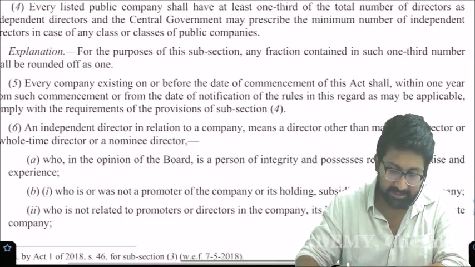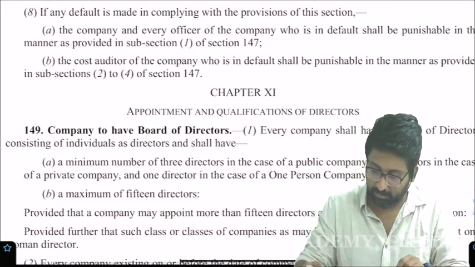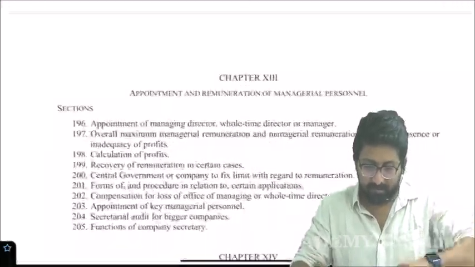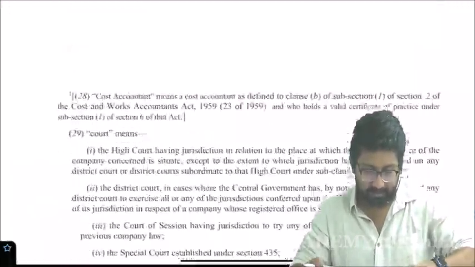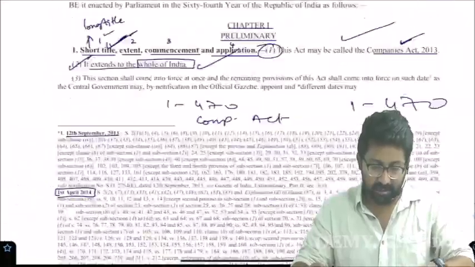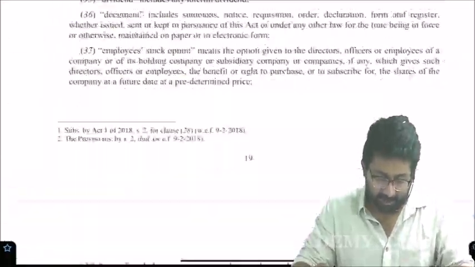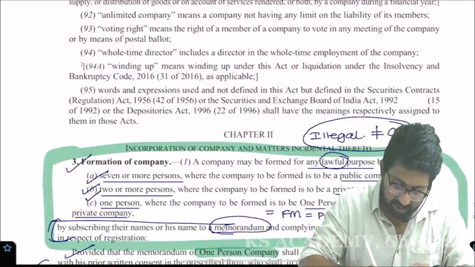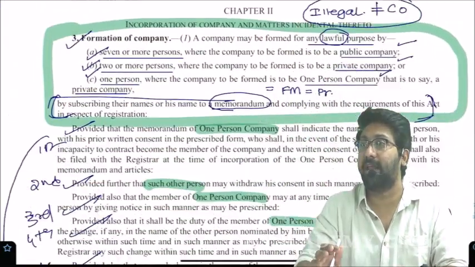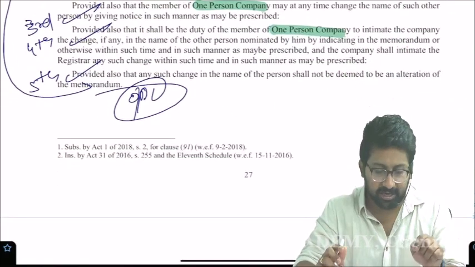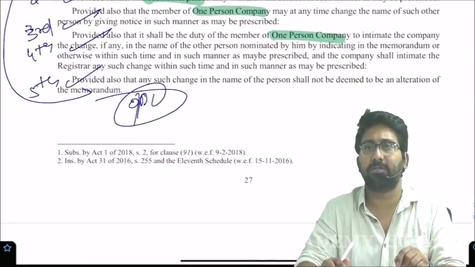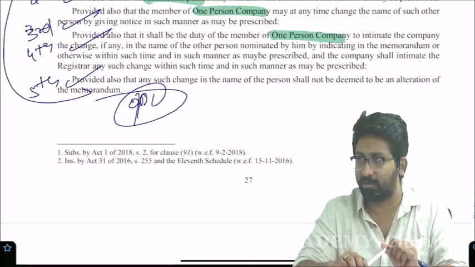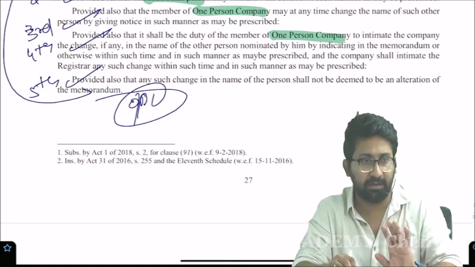So we completed Section number 3, the formation of company section. Fully we didn't complete it, I told you very clearly. Some part of Section 3 discusses the concept of one person company. When we come to OPC, we will discuss those. I told you where the charts are available. Everything I have given you.